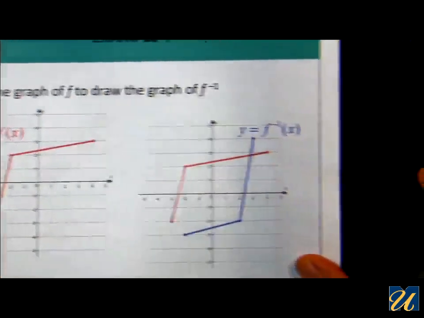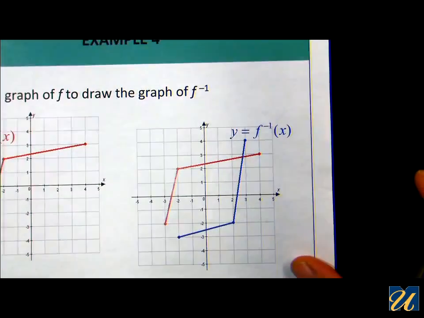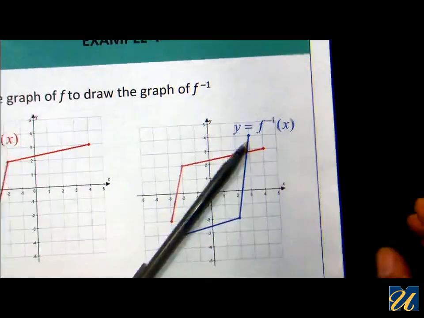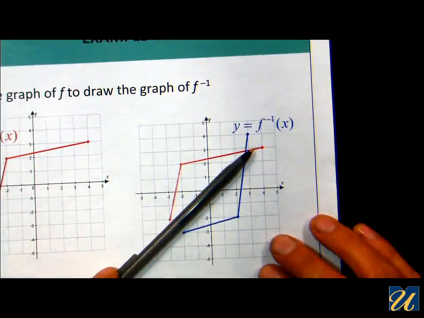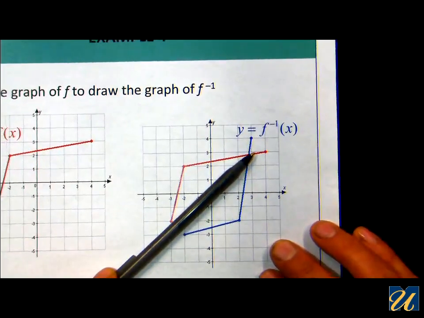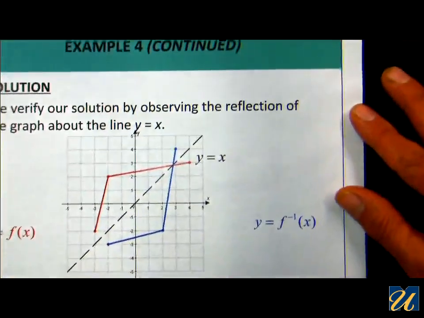Okay, the inverse is represented here in the blue graph. And you can see that here is the line y equals x, and the blue graph is a reflection, a mirror image of the red graph about that slanted line there, as the next slide shows a little bit more clearly.